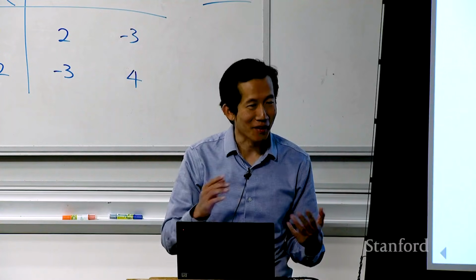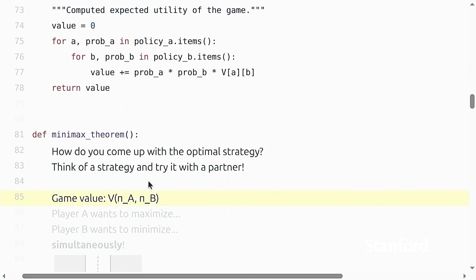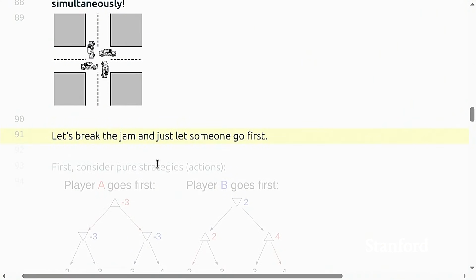Okay, so probably you're dying to know, what's the optimal strategy? So the game, remember the game value, is very simply defined as V of pi A and pi B. But the problem is that player A wants to maximize this quantity and player B wants to minimize it, and they want to do it at the same time. So you get into this sort of jam where, how do you move forward? How do you break out of the jam? Well, you just have to let someone go first. Okay, so we're going to see what we can do here. Let's let someone go first.